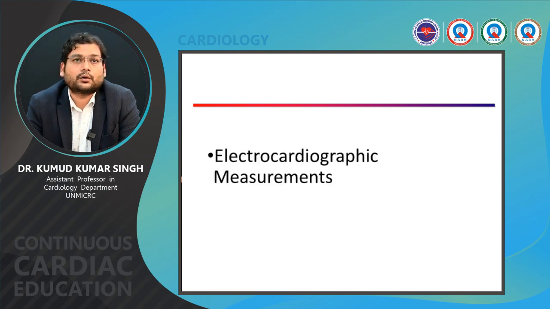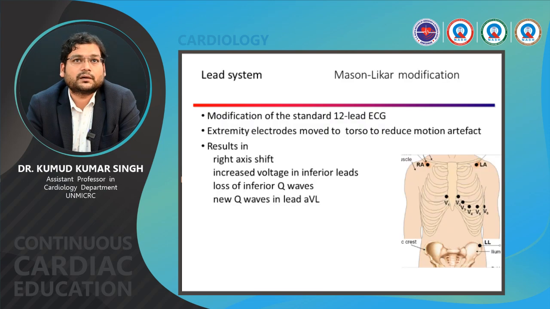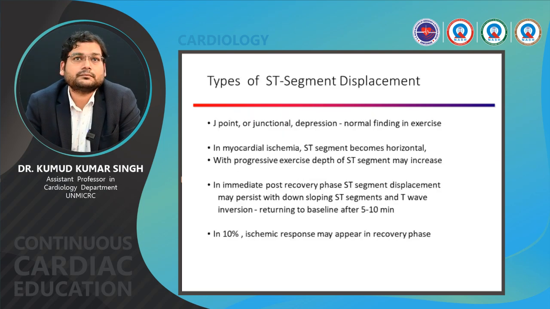So, what are the electrocardiographic measurements? We have the lead system. There is a modification in the standard 12-lead ECG. The extremity electrodes move to the torso to reduce the motion artifact. This results in right axis deviation, increased voltage in the inferior leads, loss of inferior Q waves and new Q waves in lead aVL. It is also called the Mason-Likar modification.